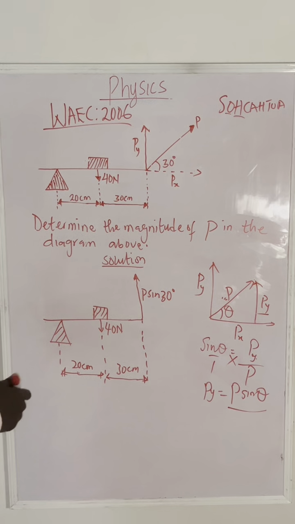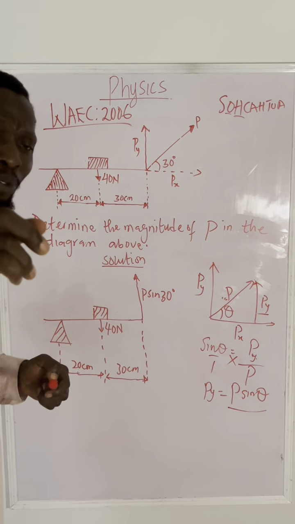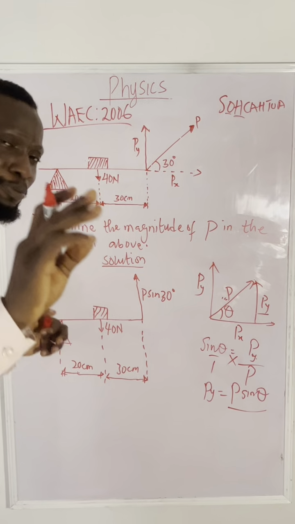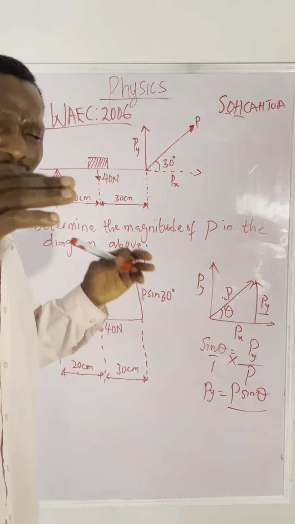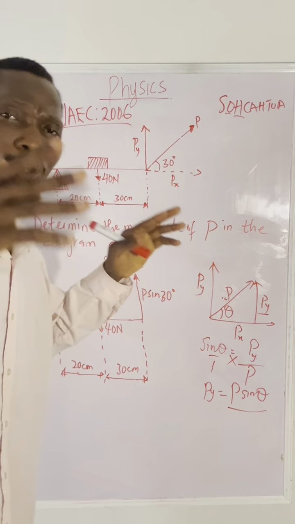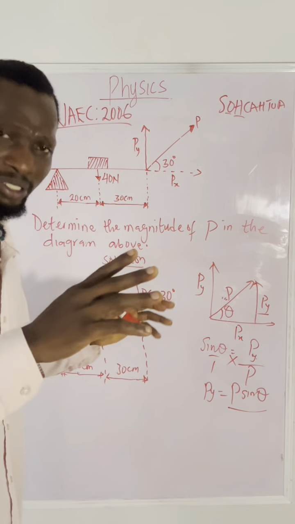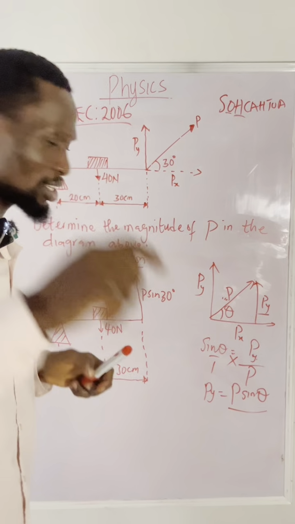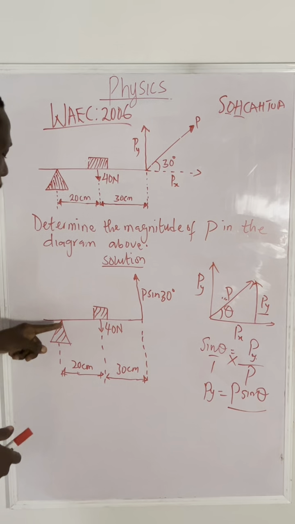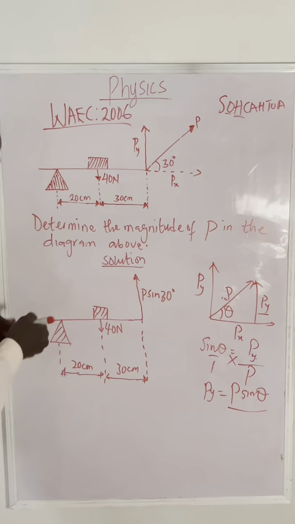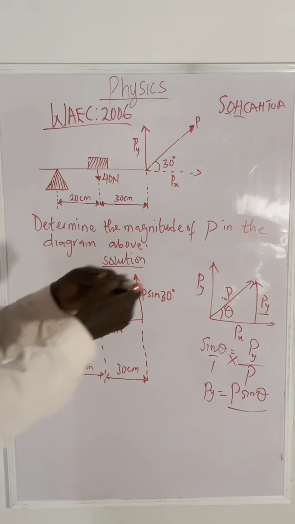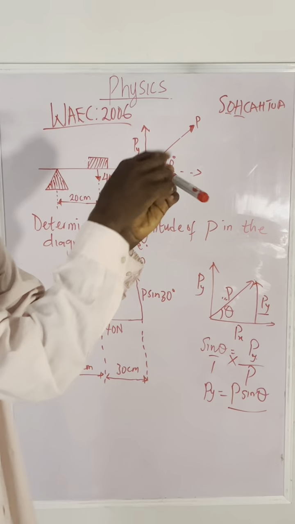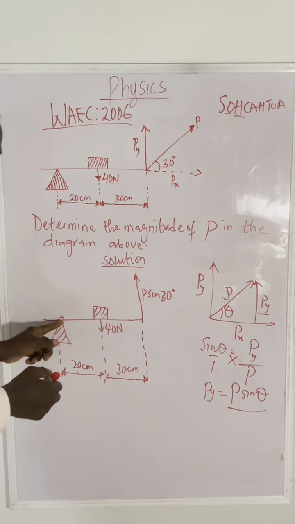So now the next thing is to apply the principle of moment. If you are going to apply the principle, what does it state? It states that the sum of clockwise moment about a point is equal to the sum of anti-clockwise moment about the same point. Now, we are taking moment about this pivot here. So this is the point of rotation. This is where the body can move about. So this is the place we are taking the moment about.